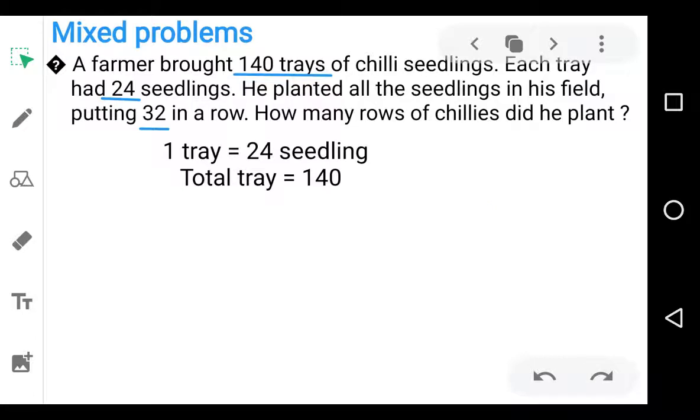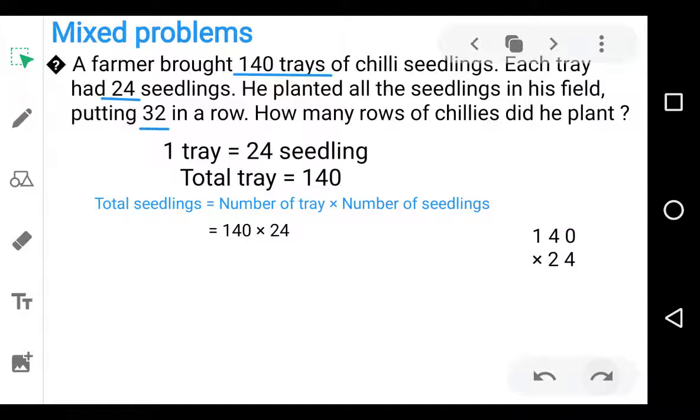So how can we find? For that we have the information that there are 140 trays and 24 seedlings in one tray. So for finding out the total number of seedlings, we have to multiply 140 by 24. Total seedlings equal the number of trays multiplied by the number of seedlings. So let's multiply 140 multiplied by 24.